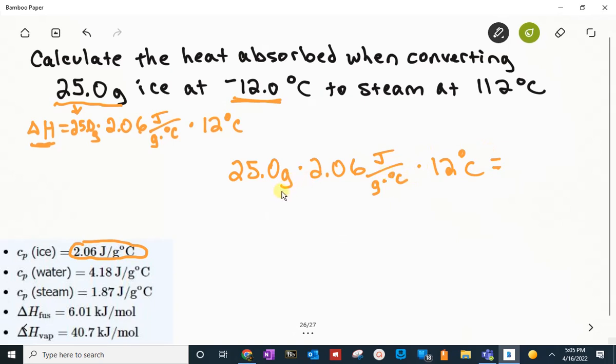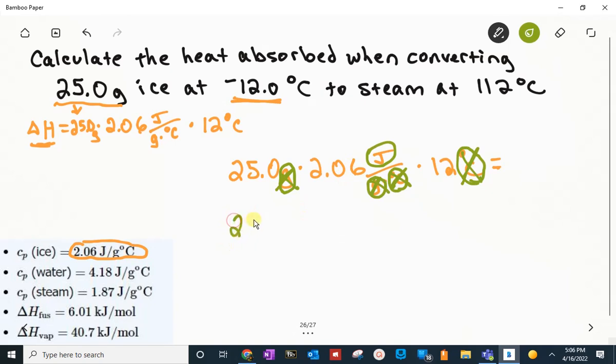So first, let's go through and cancel out the units of measurement that we can cancel out. We have grams right here, and grams on the bottom of this little fraction bar. These are diagonally across from each other, so we can cancel out the grams. And then we have degrees Celsius on this side and degrees Celsius on the bottom of this fraction bar, so those two can cancel out. That just leaves us with joules for the units of measurement.